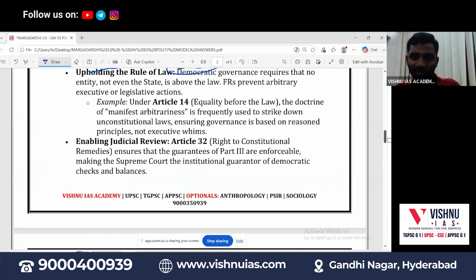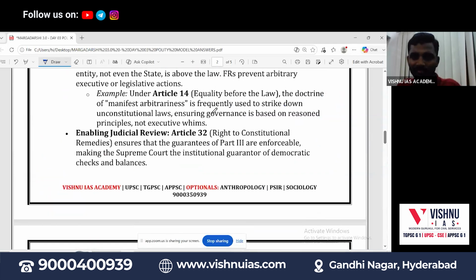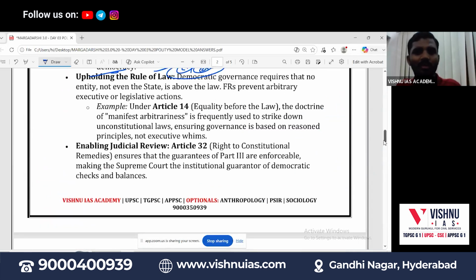Now, what are the other ways we can achieve this democratic governance? Rule of law. Yes or no? So rule of law. If there is no rule of law, obviously no country can have democratic governance. So how is this rule of law possible? Democratic governance requires that no entity, not even the state, is above the law. That means everybody is below the law. According to the law, all the adjudication should happen.